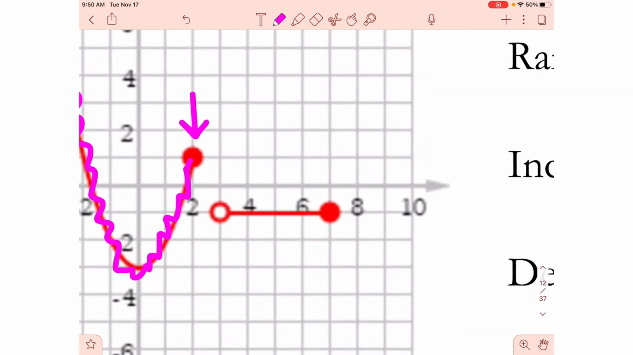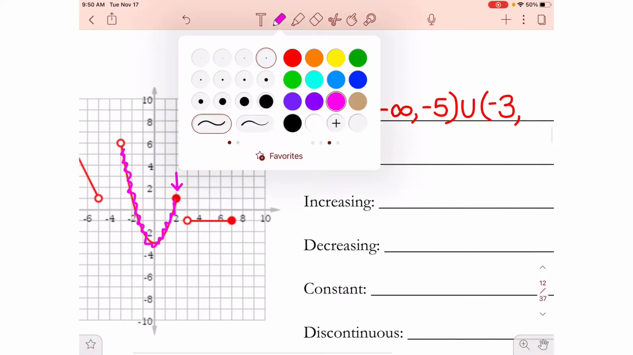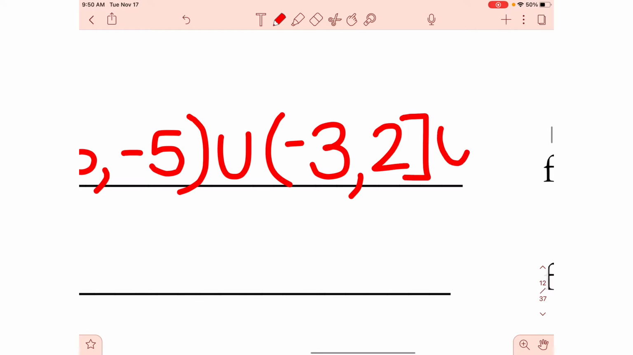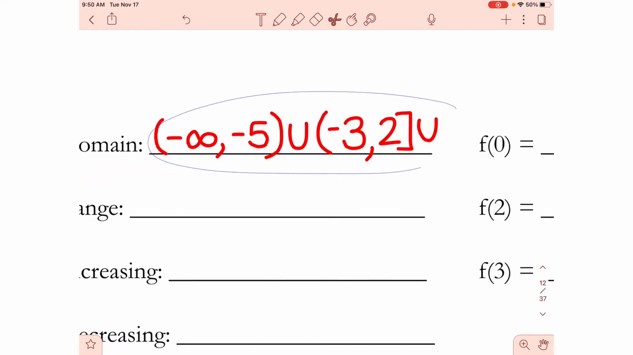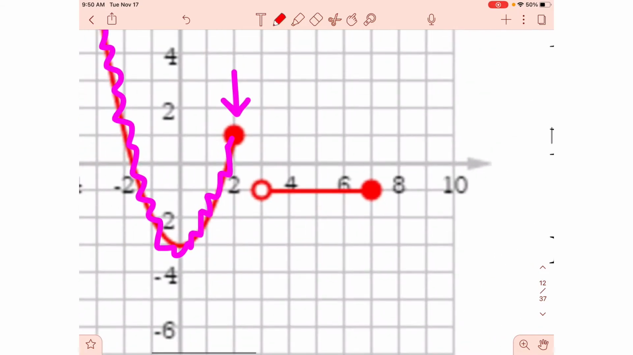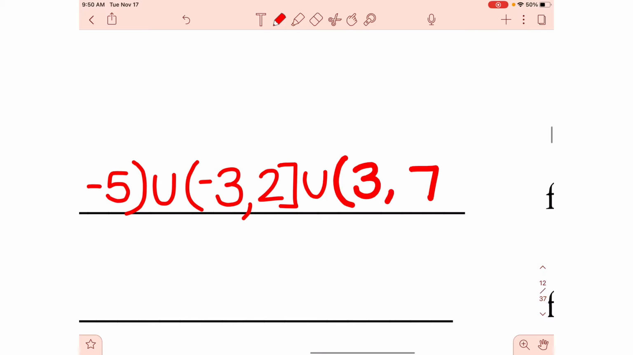It pauses here at 2, and it's really hard to see, but there is nothing in between 2 and 3. So there's another break in the domain. We go from -3 to 2, and that 2 gets a parenthesis because it is an open circle. But then it picks back up at 3, and it goes until 7. I'm sorry, that 7 should have a bracket.